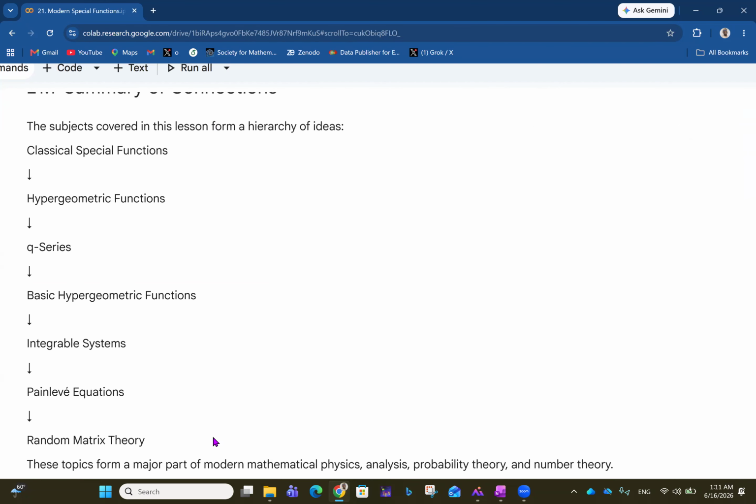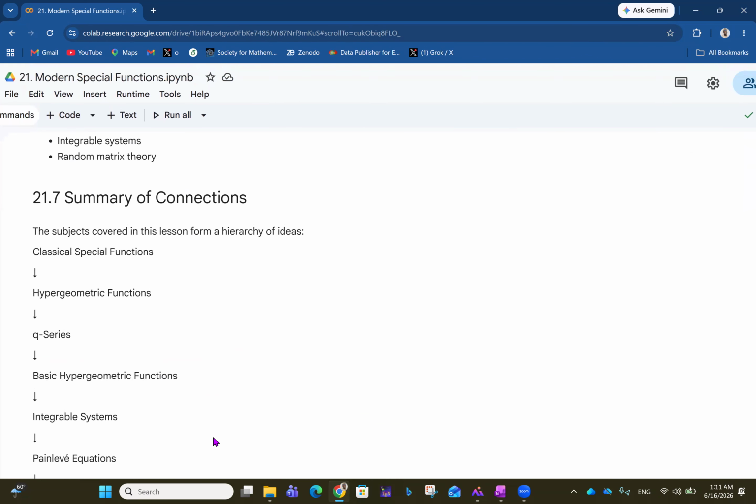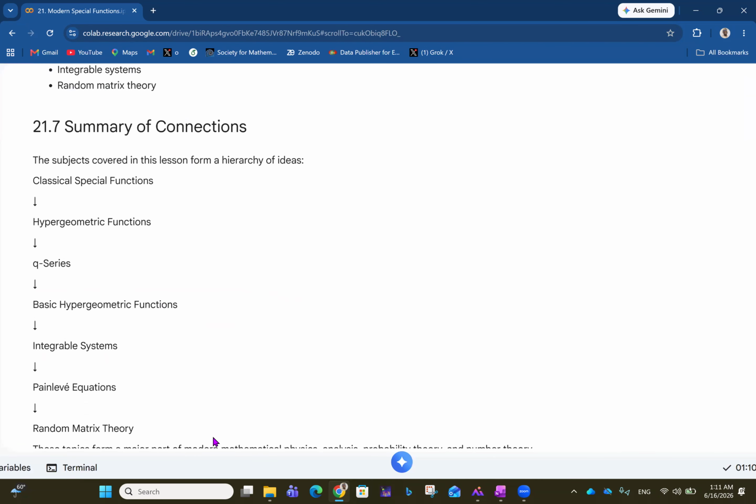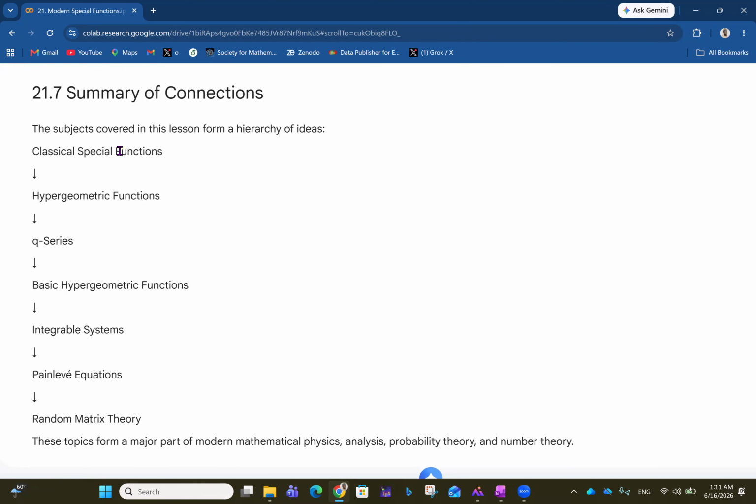So let's give a summary of the connections when we talk about modern special functions. First of all, the subjects covered in this lesson form a hierarchy of ideas. Starting from classical special functions, we move on to hypergeometric functions, and then q-series. Then we talk about basic hypergeometric functions. They're all connected like that. And then you talk about integrable systems, the Painleve equations, and random matrix theory. These topics form a major part of modern mathematical physics, analysis, probability theory, and number theory.